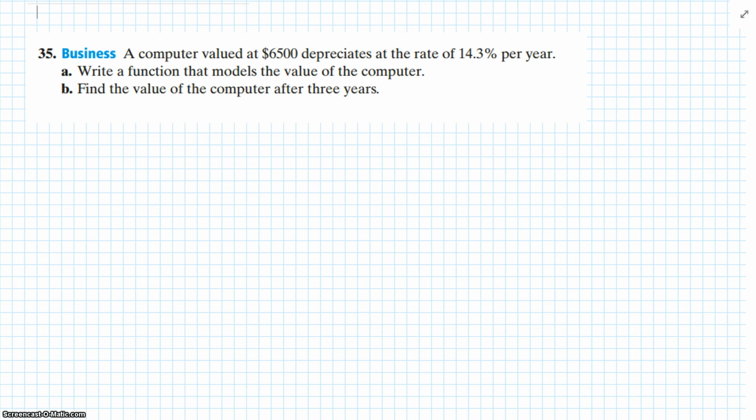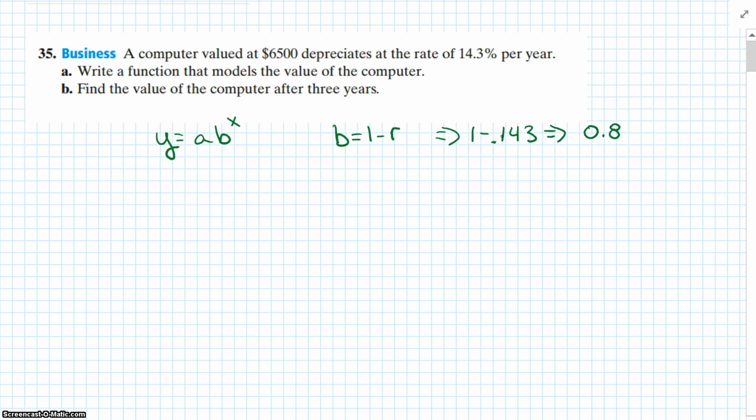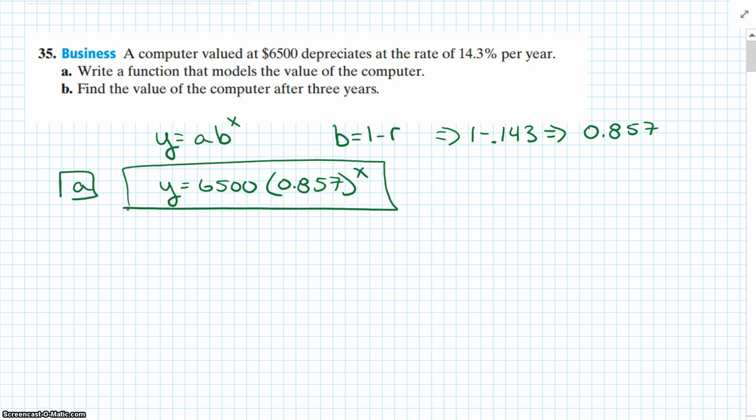Okay, next example. A computer is valued at $6,500, depreciates at a rate of 14.3% per year. Write a function that models the value of the computer. Well, y equals ab to the x. Well, what is our b? 1 minus our rate in this example. So that would be 1 minus 0.143, which would give us 0.857. So y would equal our a value. What was the initial value of the computer? $6,500. What's our rate of decay? 0.857 to the x power. So there's our function. Easy enough.